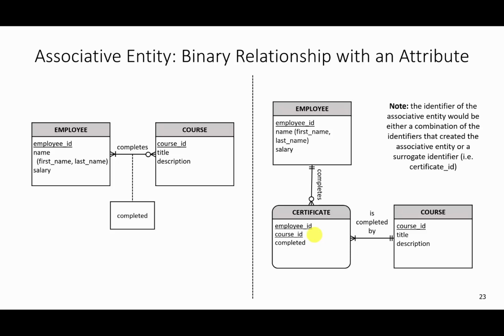Additionally, each associative entity must have an identifier, just like our original entities. So there are 2 different ways to create an identifier. One is take the identifiers of the entities that made up the relationship in the first place, so an employee ID and course ID, and together they'd become a composite identifier. An alternative that you could do is just create your own surrogate identifier. So in this case, we could just say certificate ID, and that would be sufficient.